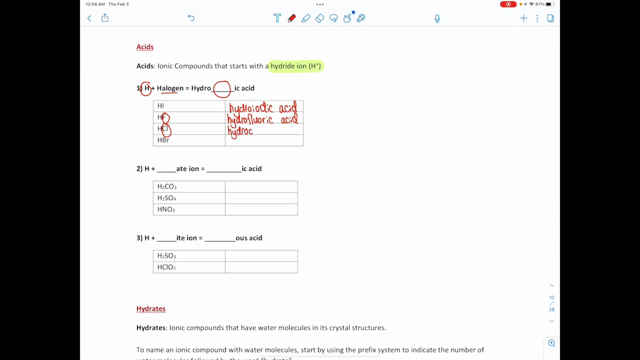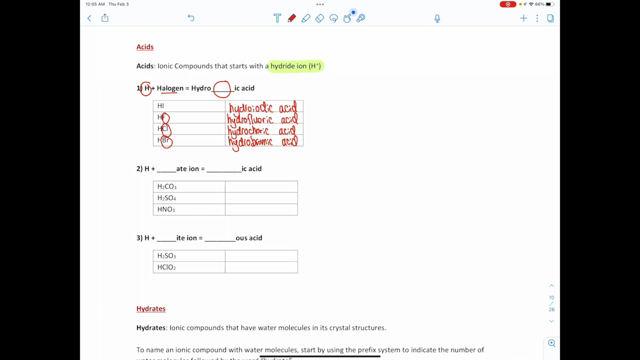Following the same pattern here, if we have Br as the anion, Br is a halogen, so this is going to be hydrobromic acid. So that's the first type of naming acids, if the H is being combined with a halogen.